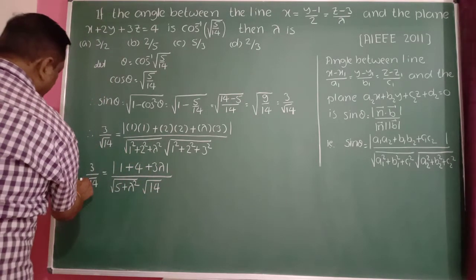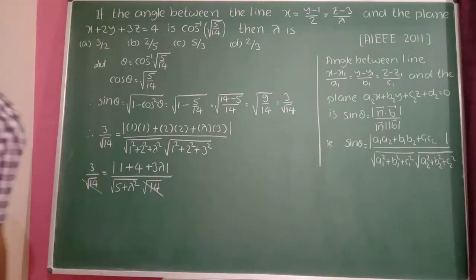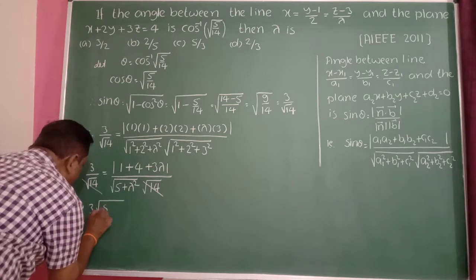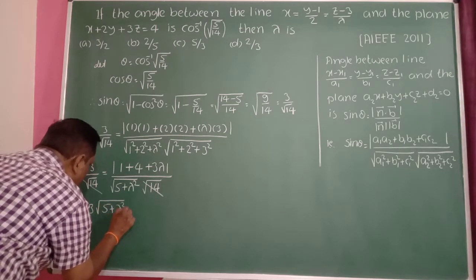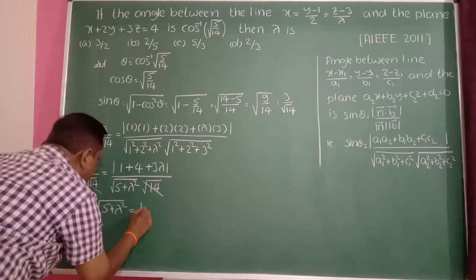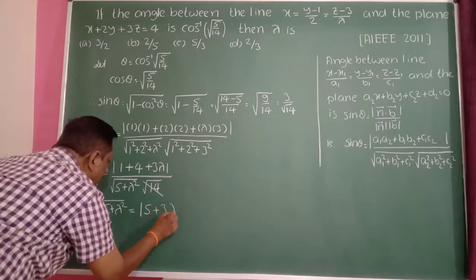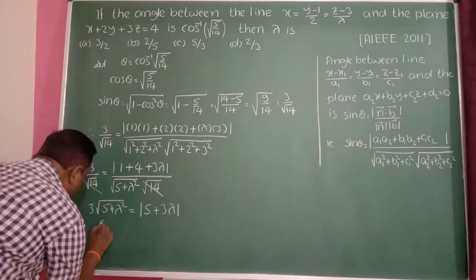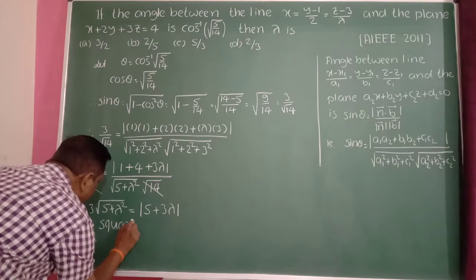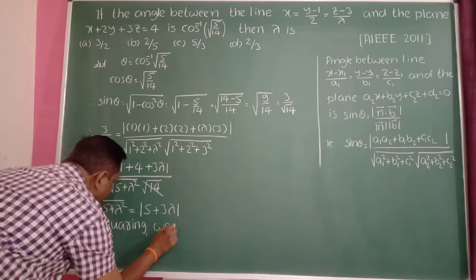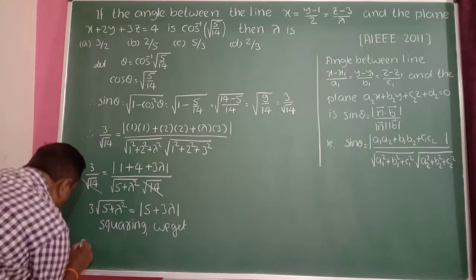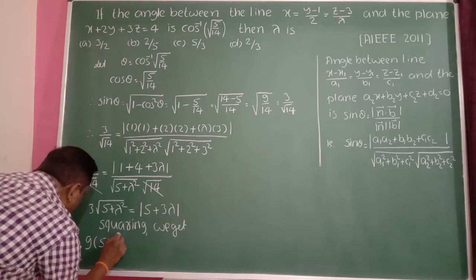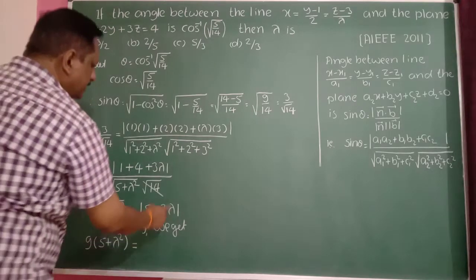Then this root 14 and this root 14 cancel here. Then cross multiplying, 3 into root of 5 plus lambda square is equal to modulus of 4 plus 1, that is 5, plus 3 into lambda. Then squaring on both sides, 3 square becomes 9, the square root and square cancel, so 5 plus lambda square in the bracket, and this term squared here.